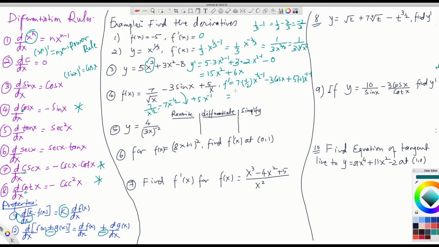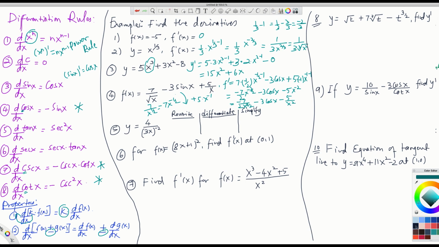Now if you simplify, you will get negative 7 over 2 x to the negative 3/2. You see that? Minus 3 cosine x. And then minus 5. Why? Because there is 5 times negative 1 is minus 5, and x to the negative 2. Now if you want to write the nicer form, we don't want to keep the negative exponent, so you need to move this to the bottom, right? And move this to the bottom. That will look like negative 7 over 2x to the 3/2, right? And then minus 3 cosine x, and then minus 5 over x squared. So you can write that way, okay?